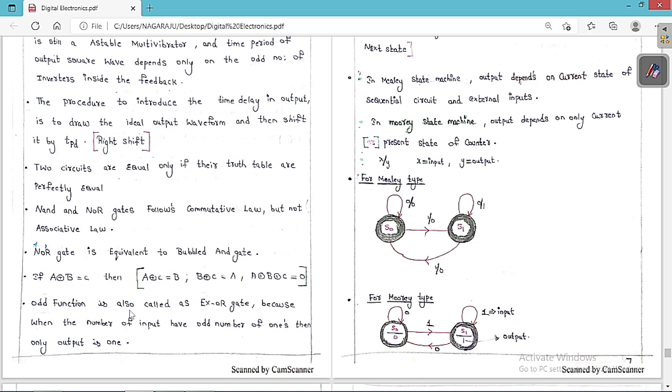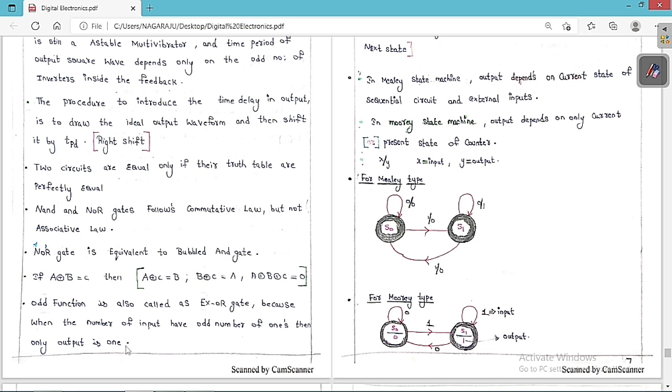The odd function is also called the XOR gate because when the number of inputs has an odd number of ones, then only the output is 1. These things I have already told you. So what is the meaning of odd function? Odd function means it is basically an XOR gate, because for an XOR gate, only for an odd number of ones the output is equal to 1, but not in the other cases. So finally I can say that only for an odd number of ones we are going to get the output as 1, and for the remaining cases we are going to get 0.